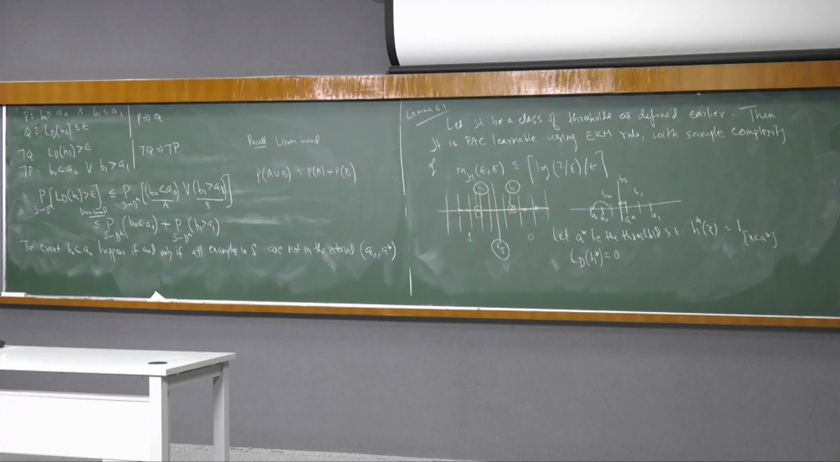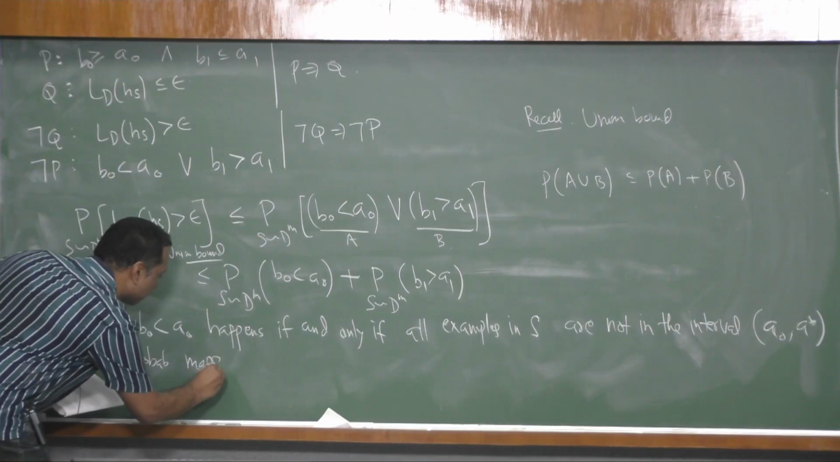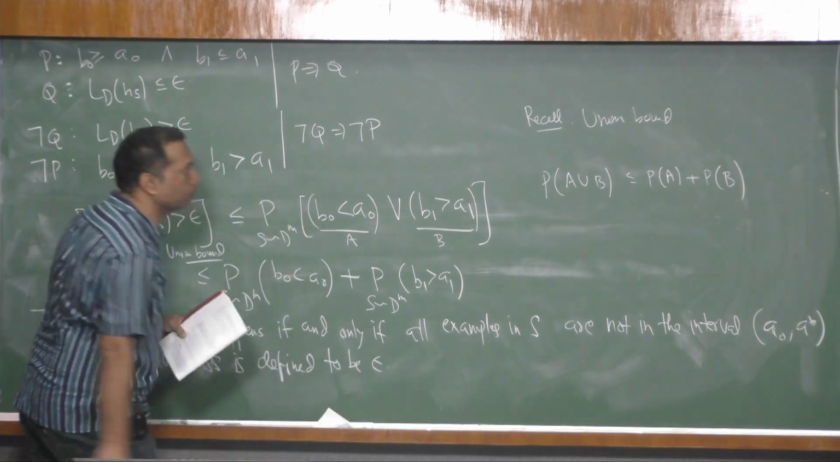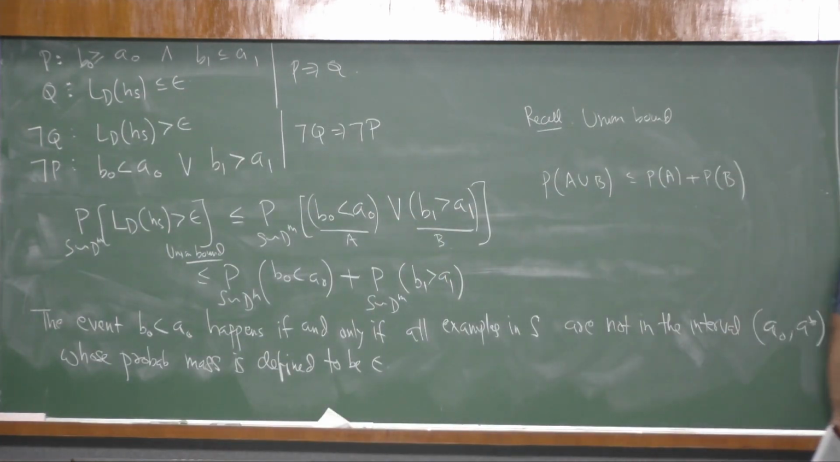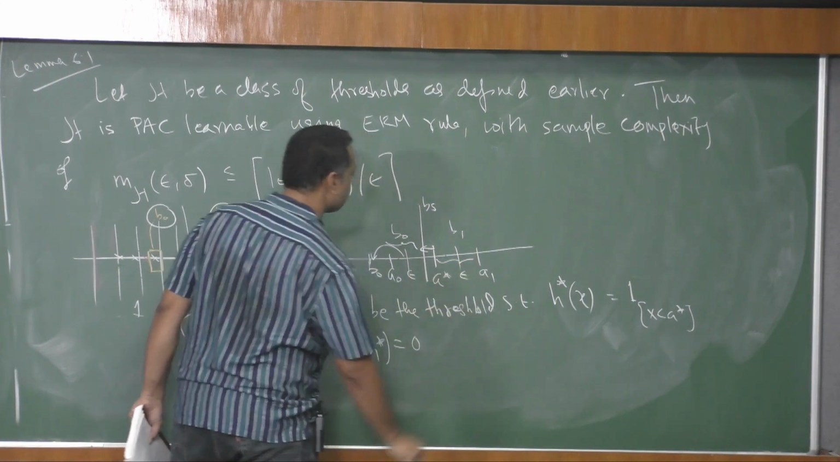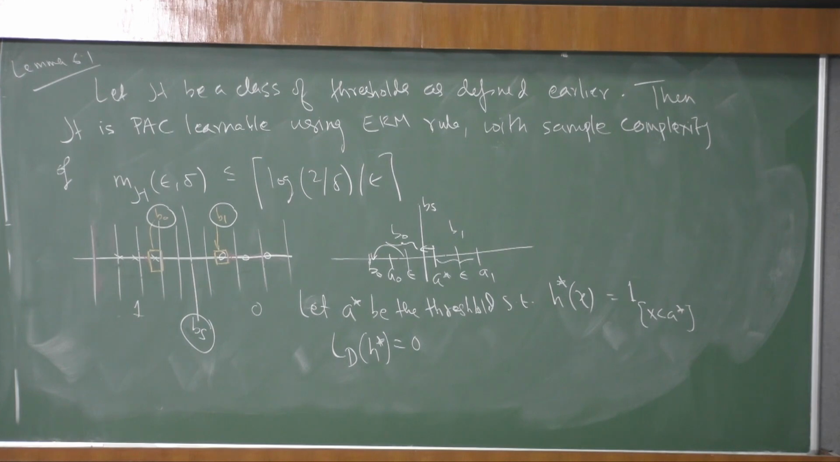So, are not in the interval A naught A star, whose probability mass is defined to be epsilon. This is something we have written before. You can think of this as a kind of length, but it's about probability. So then we will now characterize this.